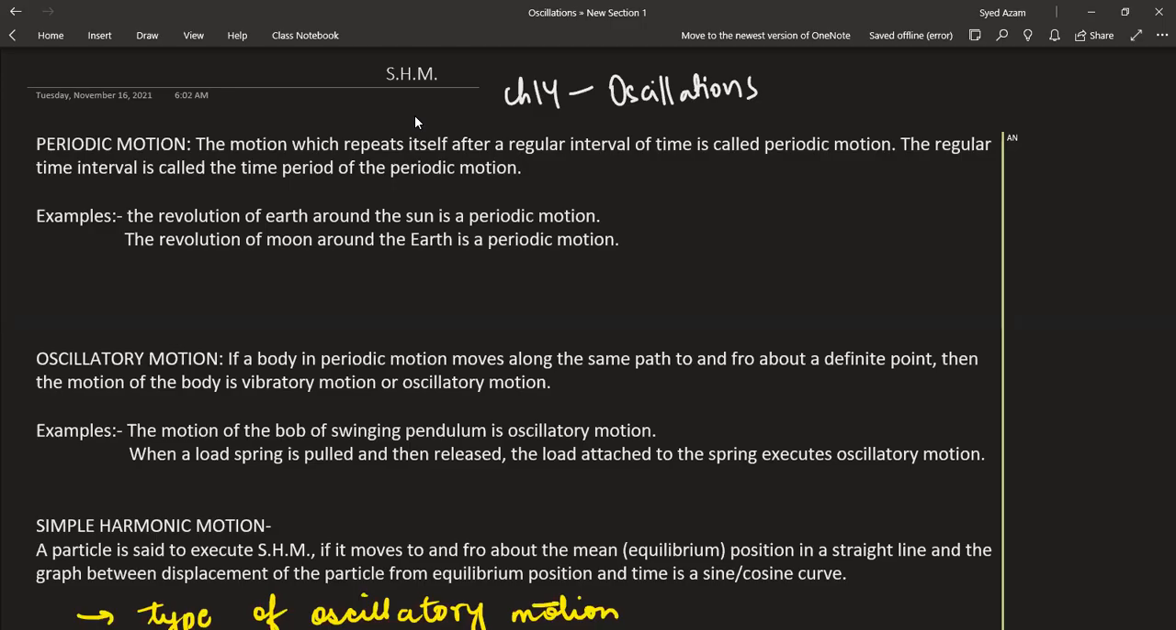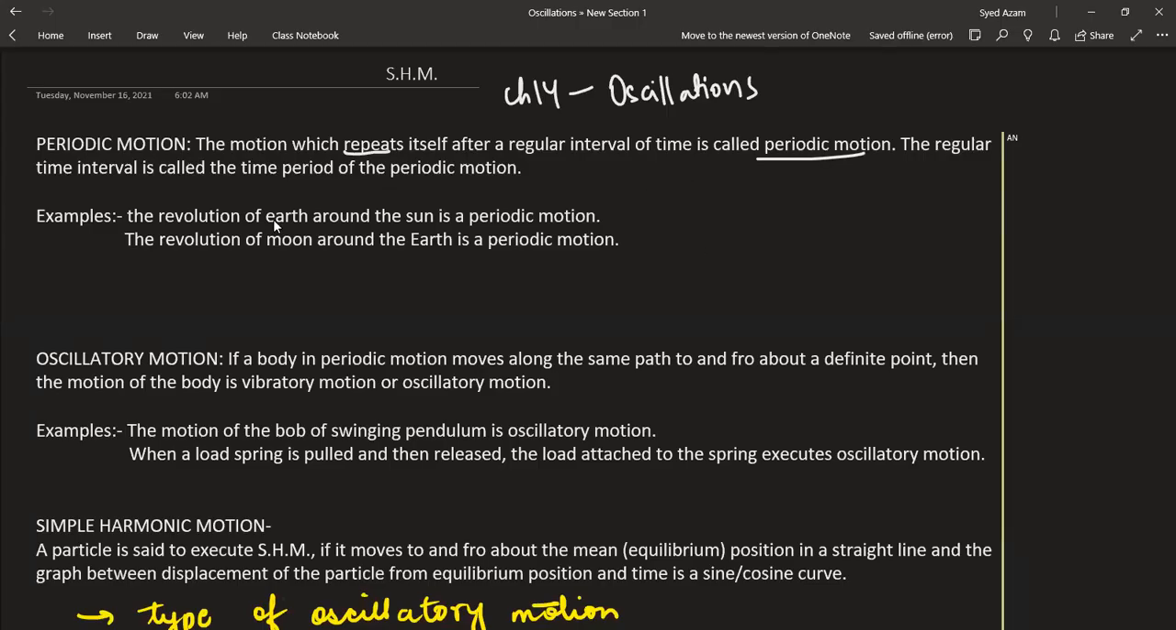Periodic comes from the term period. It means that it is repeating itself after a fixed interval of time. If the motion is repeating itself after a regular interval of time, it is called periodic motion. The regular time interval is the time period of the periodic motion.